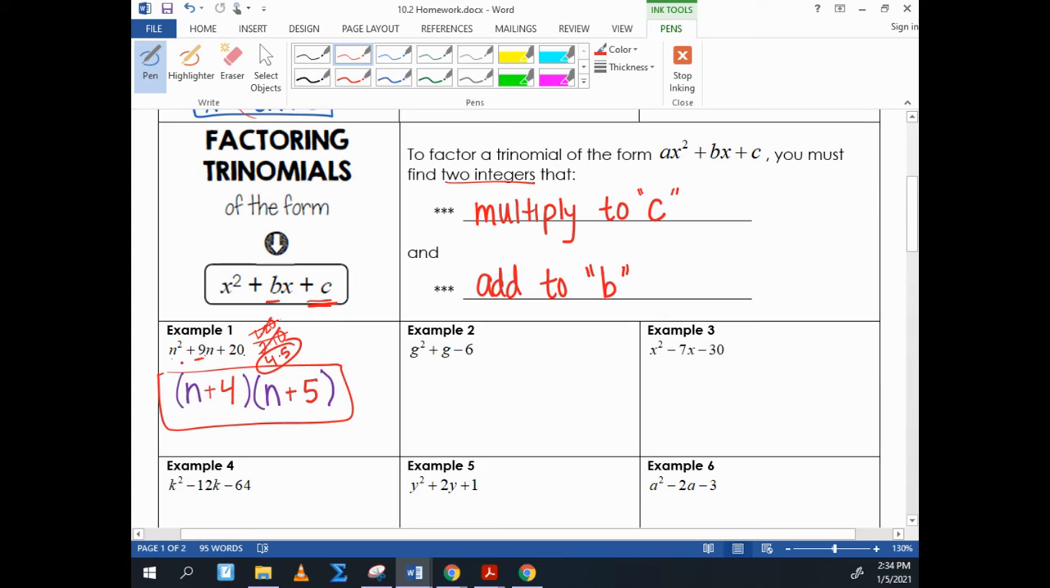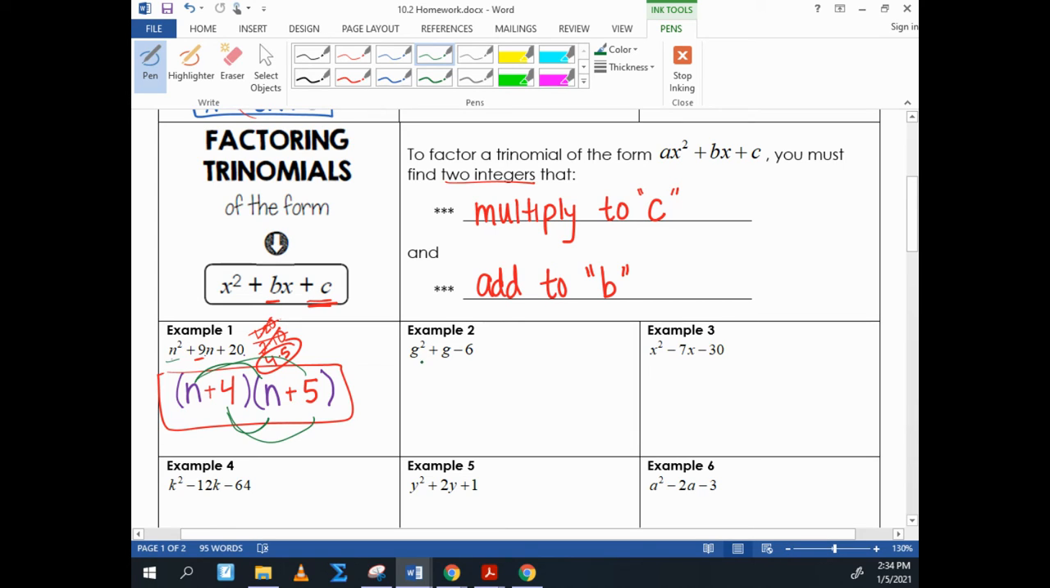And again, if you wanted to check these, that would be fantastic. That would be my suggestion. When you distribute, your n times n gives you n squared, n times 5 gives you 5n. You're saying, well, why is it 9n? Because you've got another 4n. So you have that 5n plus 4n. That'll give you the 9n. And then 4 times 5 gives you the 20. So that is correct. We've done it.